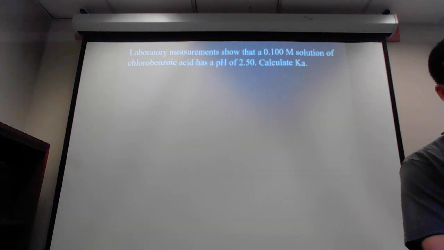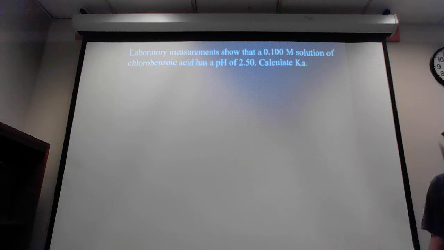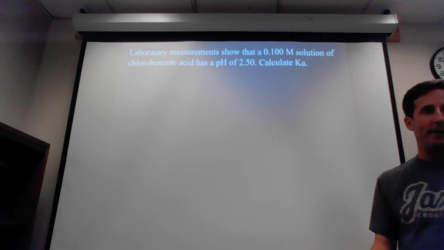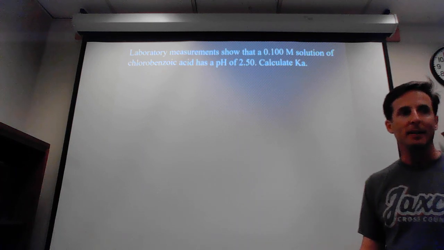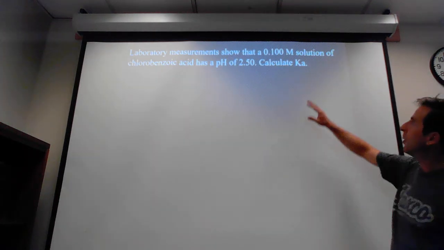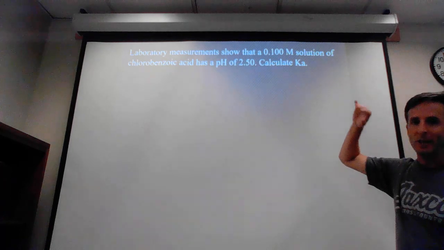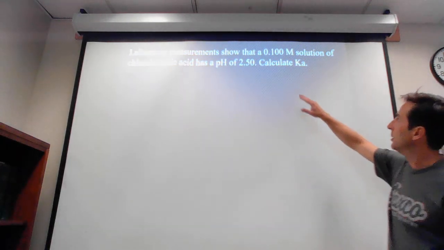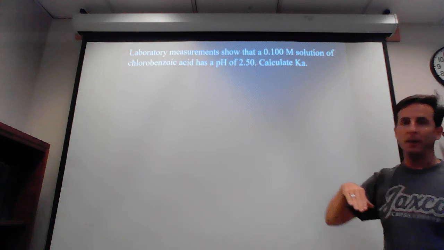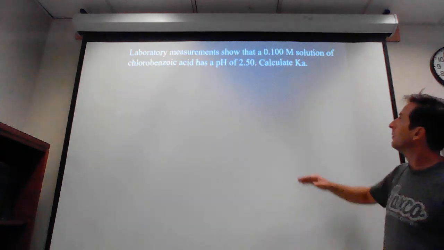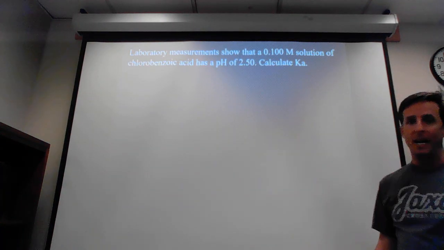So let's look at another example. Now I have another acid. It's not one that we're familiar with. It's just a random acid called chlorobenzoic acid. I know that I put in a 0.1 molar solution. That's the concentration. I measure the pH with a pH meter, and it reads 2.50. We want to solve for the Ka value.